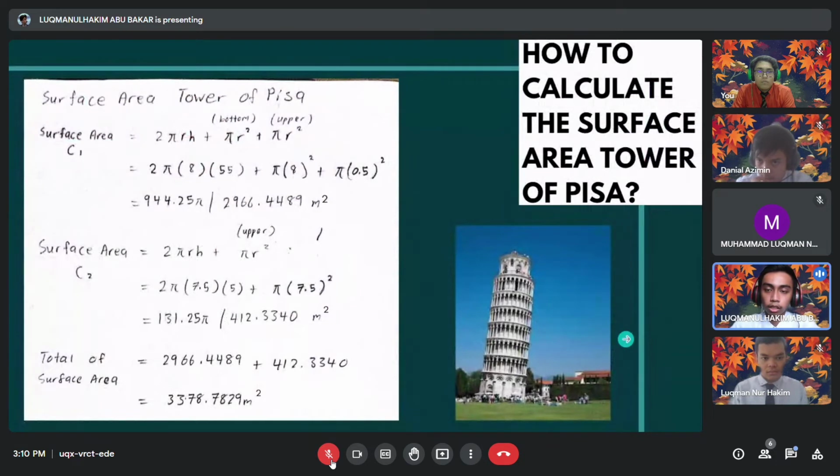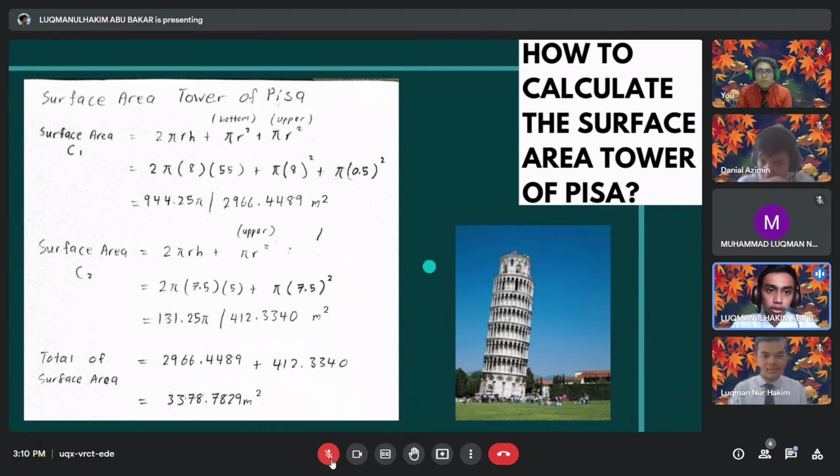This is how to calculate the surface area of the Tower of Pisa. The formula for the surface area of a cylinder is 2 pi rh plus 2 pi r squared. The surface area for C1 is 2 pi rh plus pi r squared plus pi r squared for the bottom and upper. It is different because the upper cylinder is covered with the cylinder C2, the smaller size. So the upper is different from the bottom.